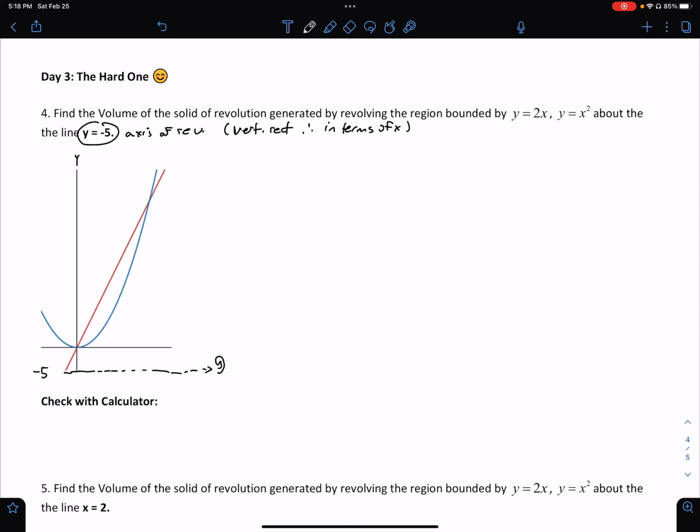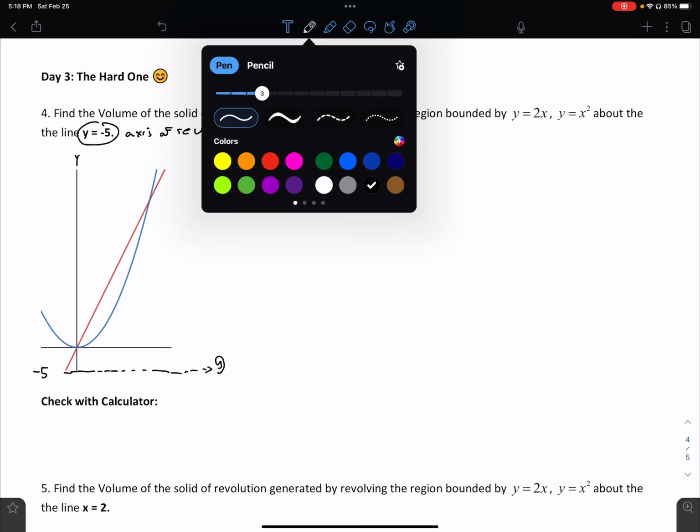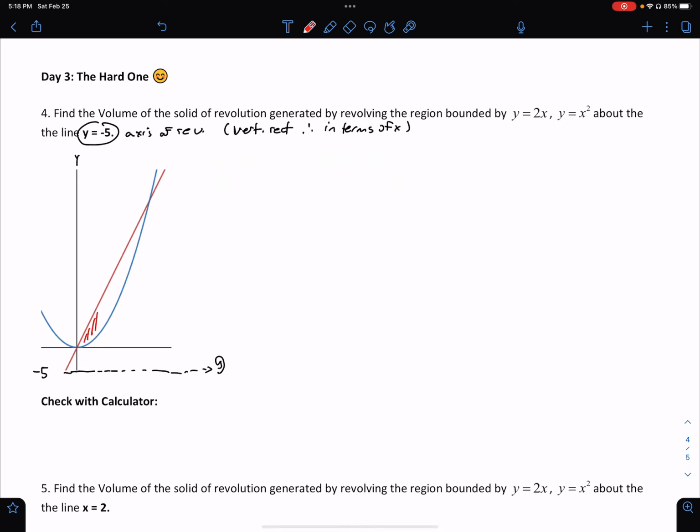So now notice we are looking at the area between these two graphs right here.